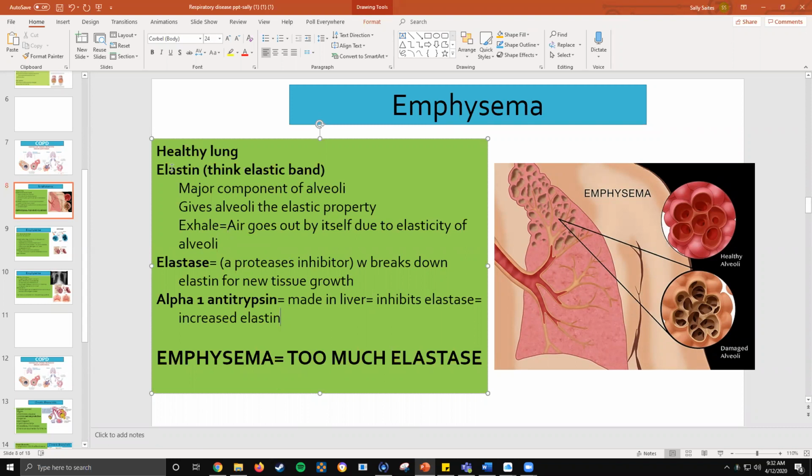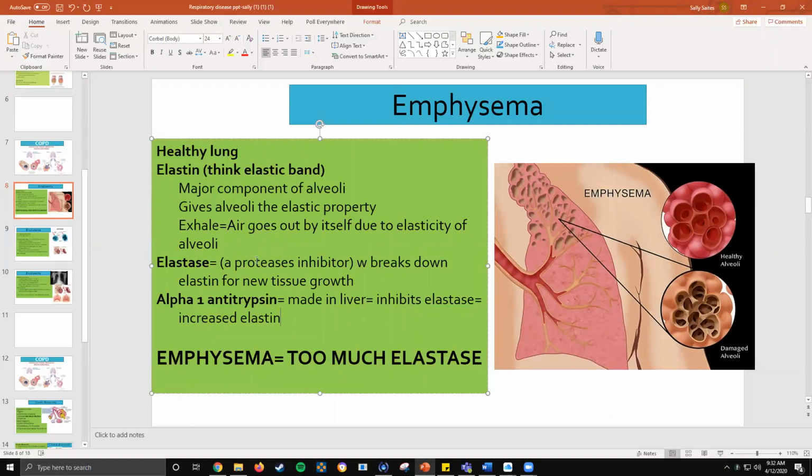So a healthy lung has something called elastin. When you hear the word elastin, I want you to think elastic band because it's stretchy and it goes back to its normal position afterwards. So elastin is a major component of the alveoli. It gives the alveoli the elastic property, and when we exhale, air goes out by itself due to the elasticity of the alveoli.